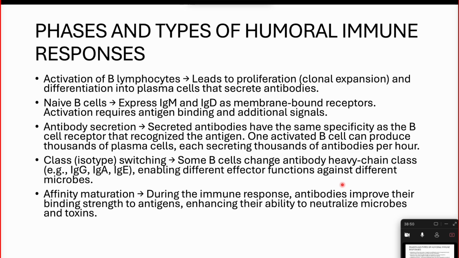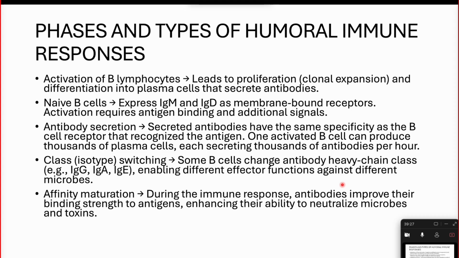Then, this is a completely new topic: the phases and types of humoral immune responses. In humoral immune responses, what are the different phases? Humoral immune response means via antibodies. The first thing will obviously be the activation of B lymphocytes. This leads to proliferation or clonal expansion, which we have seen in detail, and differentiation into plasma cells that secrete antibodies.